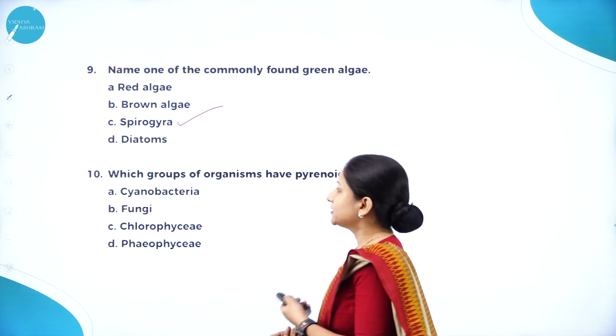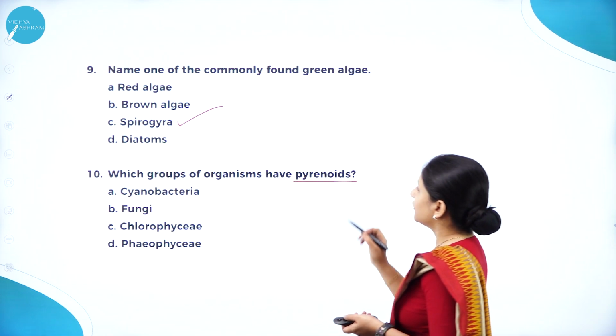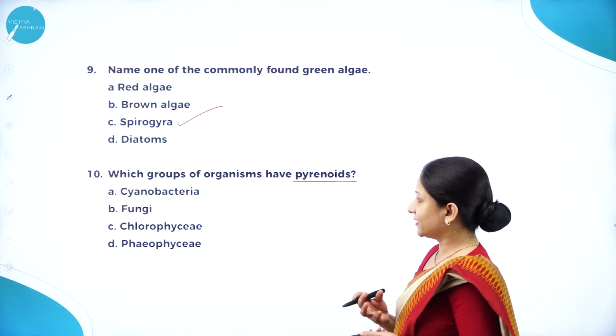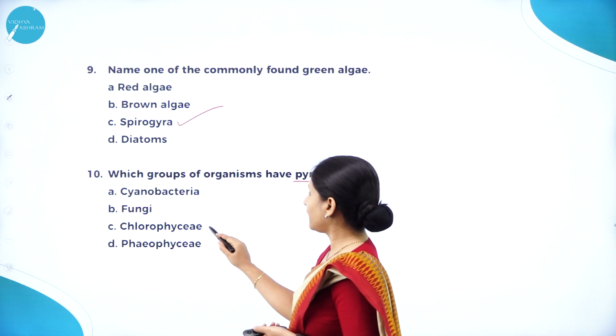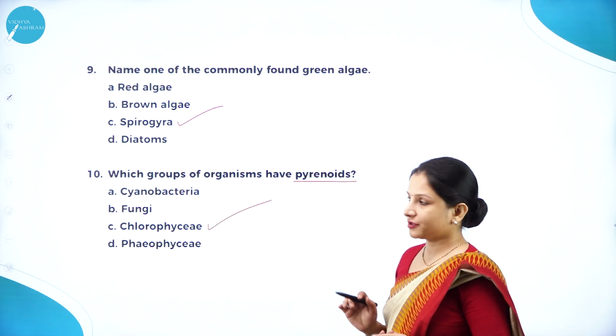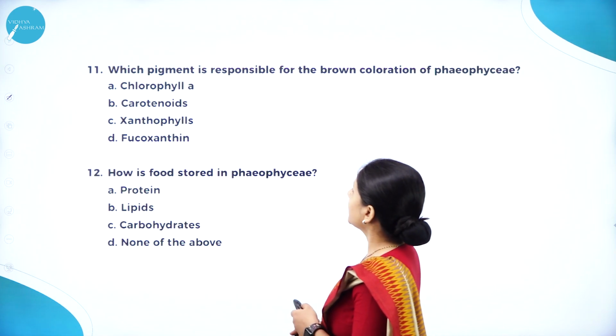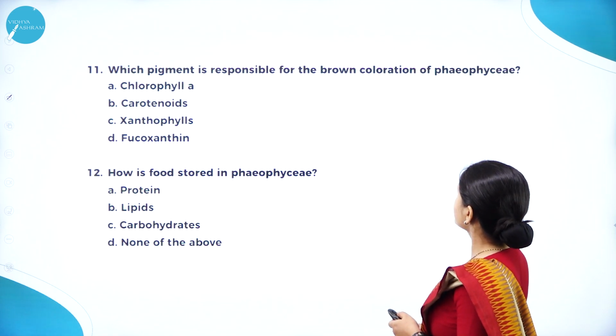Have a look. Next, which groups of organisms have pyrenoids? So pyrenoids is a storage structure which is present. So in which organism? It is usually found in Chlorophyceae. So in Chlorophyceae, it is in the form of pyrenoids, or it can also be in the form of oil droplets.